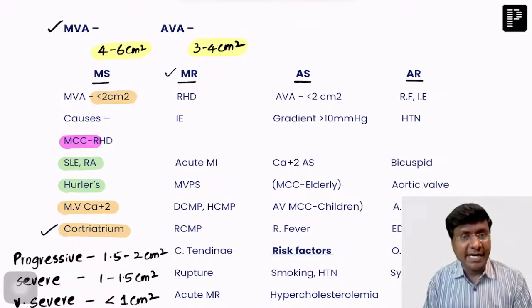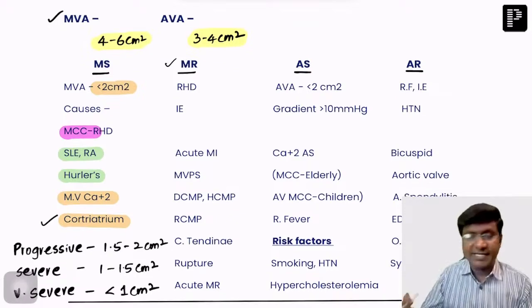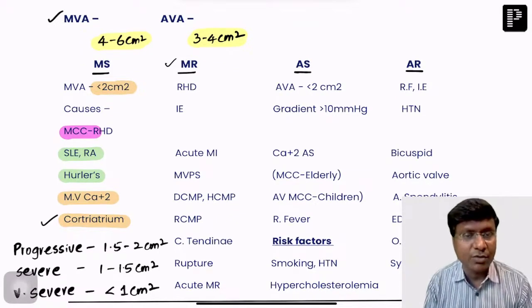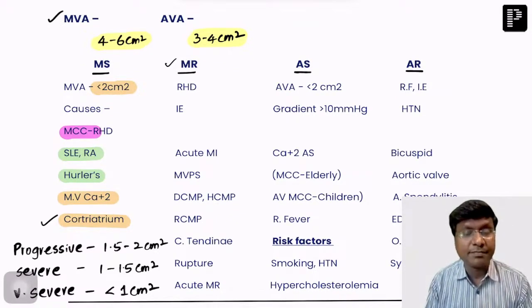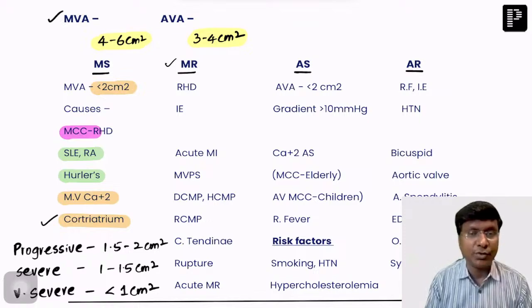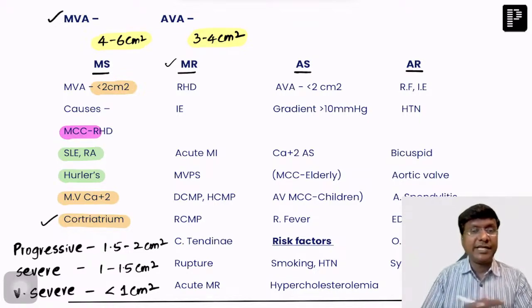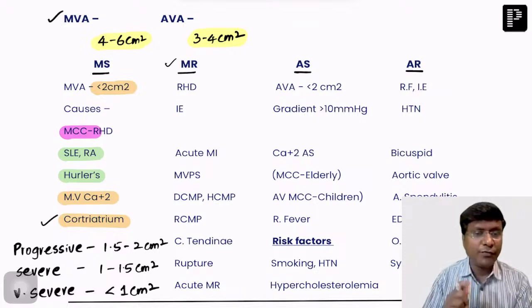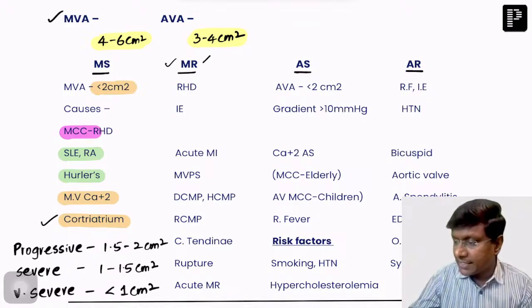Now this MR, the basic definition is that when the LV is undergoing systole, the blood from the LV will regurgitate back into the LA during LV systole. That is what is called MR, right? So in case of MR, you have two forms: one is the acute MR, and then chronic MR.